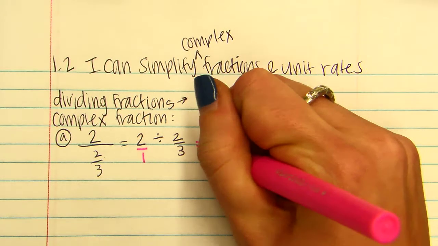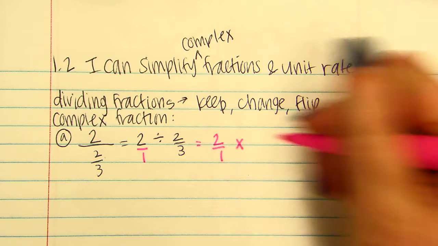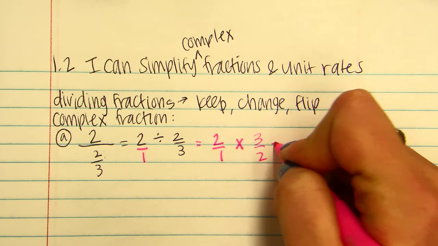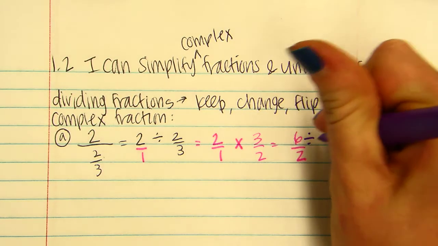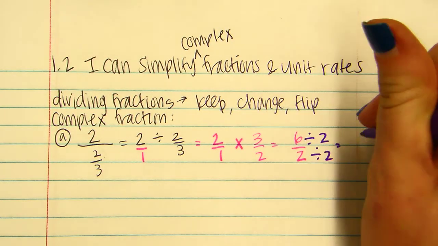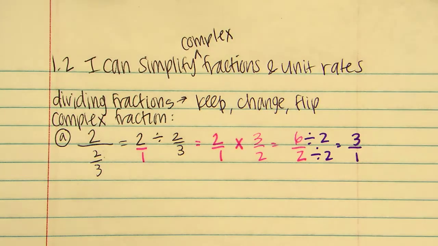And then I'll use my rule for dividing fractions, which is keep, change, flip. So it'll be 2 over 1. I'll change that to multiplication, flip the second fraction, and I get 6 over 2, which then I can simplify because I can divide the top and bottom by 2. And I get 3 over 1, or just 3.